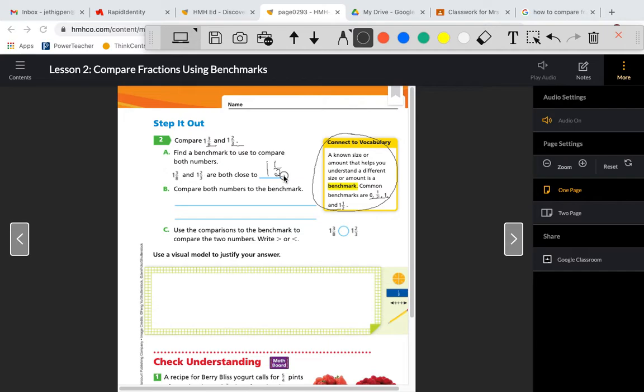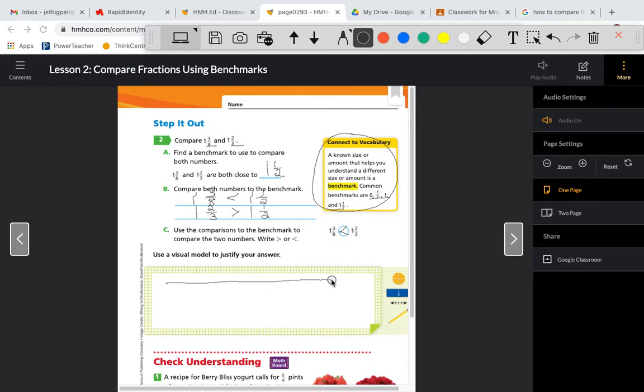So now we've got to be able to use less than or greater than. It says compare both numbers to the benchmark. Well, we could say that 1 3/8 is less than 1 1/2. We could also say that 1 2/3 is greater than 1 1/2. Use the comparison to the benchmark to compare the two numbers. So we're going to use less than, but let's use a visual model to justify our answer. So this time, we can use whatever we want to use. Let's use a number line, okay?